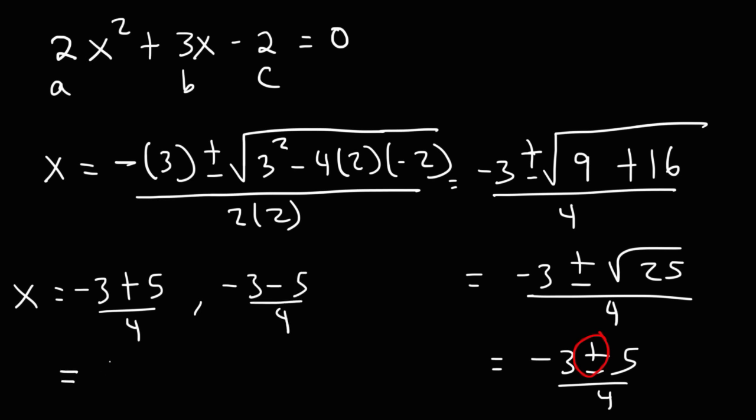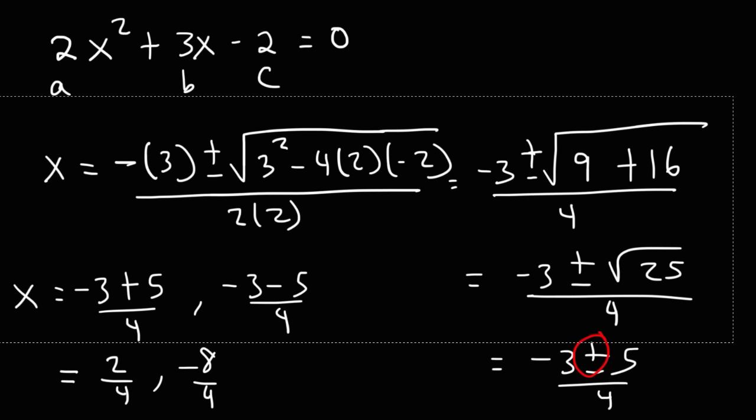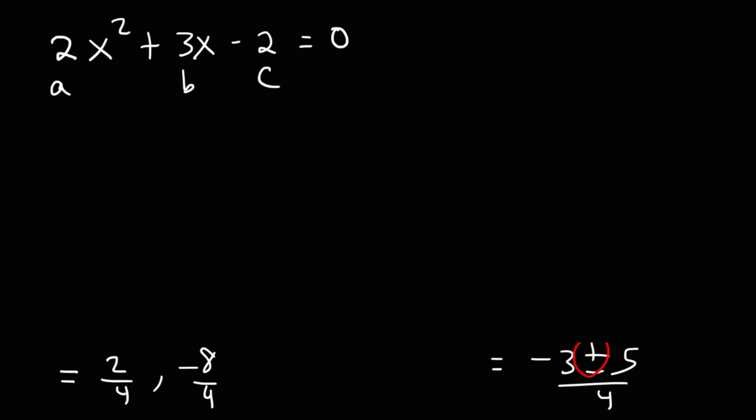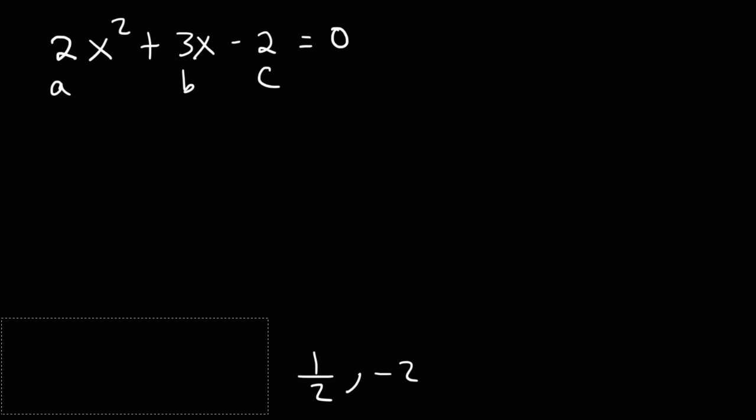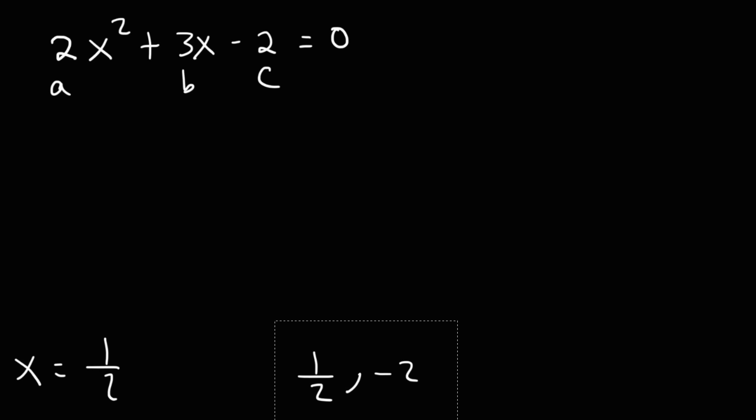Negative 3 plus 5 is positive 2. Negative 3 minus 5 is negative 8. So right now, we have two different answers. Now, we can reduce 2 over 4 to 1 over 2 if you divide both numbers by 2. And 8 divided by 4 is negative 2. So x can equal 1/2, or x can equal negative 2. And so that's how you can solve a quadratic equation using the quadratic formula.